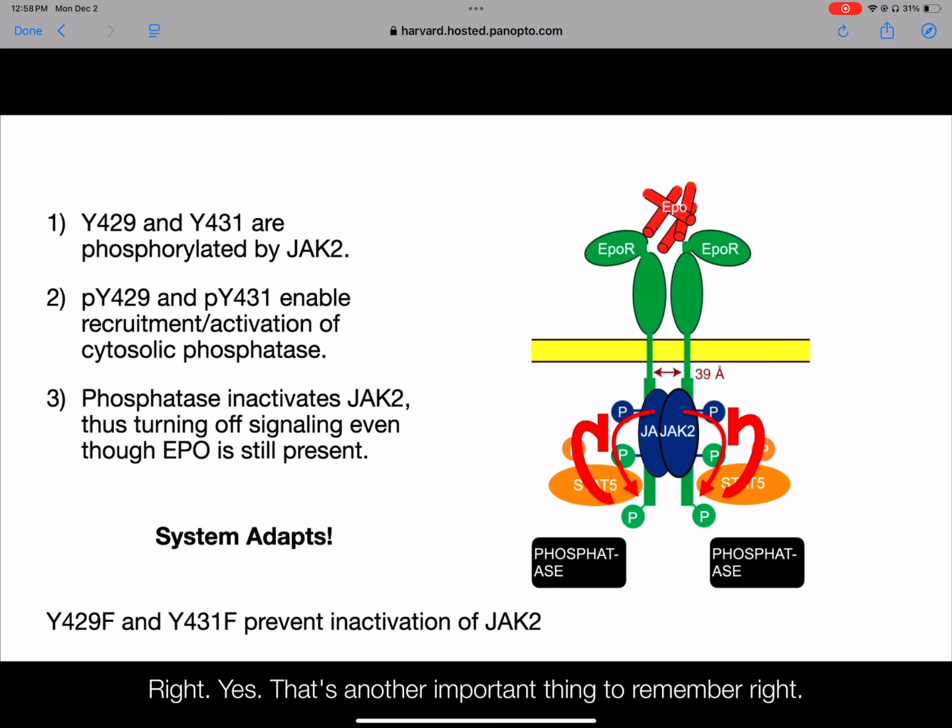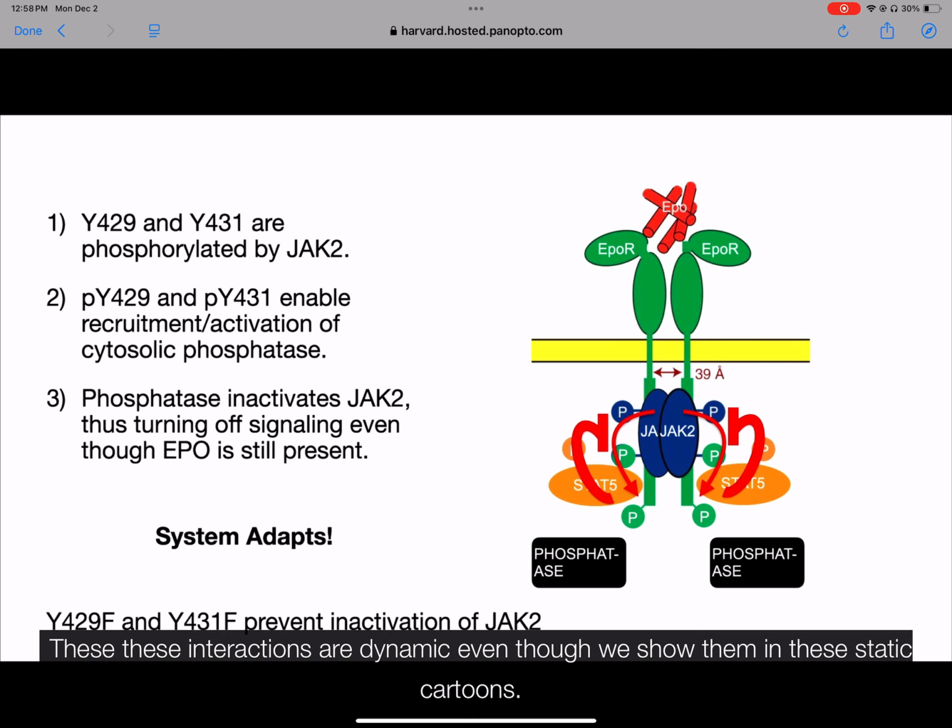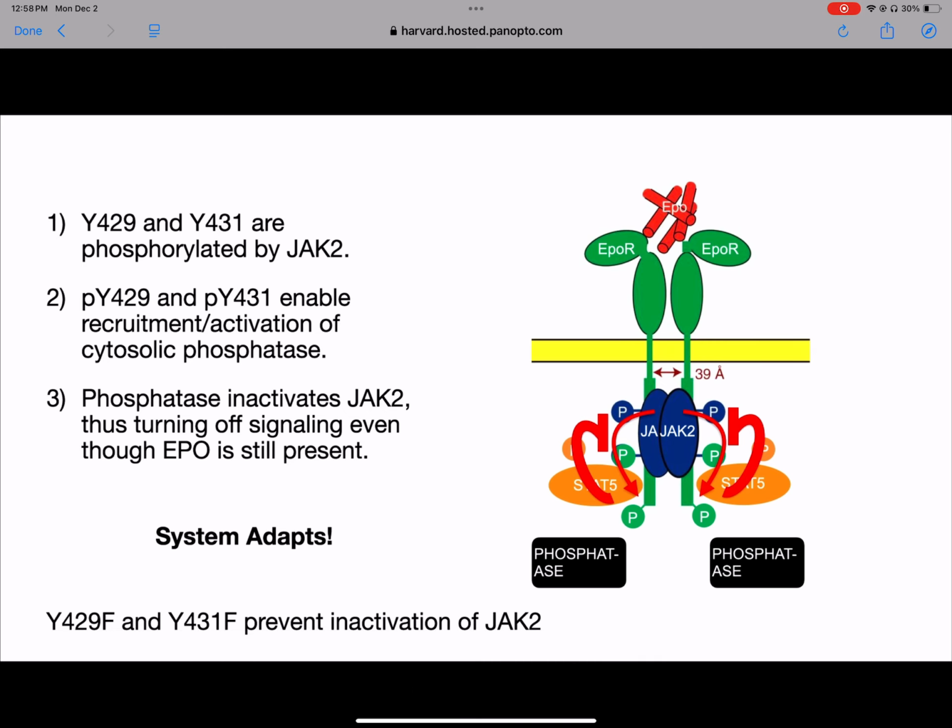Yes, that's another important thing to remember. We talked about these ligand-receptor interactions: it can bind, it can come back off, it can rebind again. These interactions are dynamic, even though we show them in these static cartoons. Okay? All right, so I talked about this for two reasons.